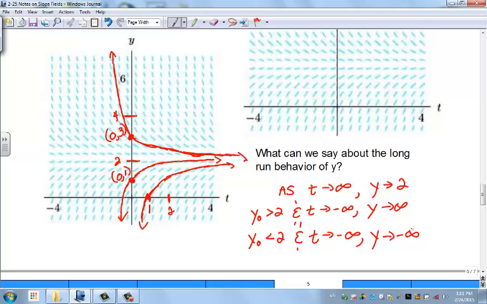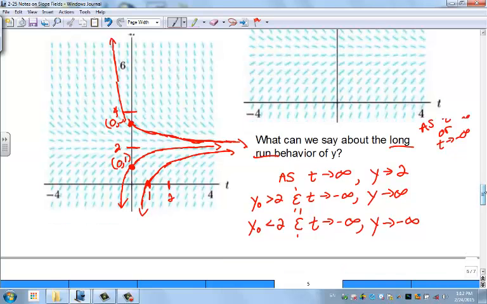Okay, so you're looking at the long run behavior. When it says long run, that just means as t approaches infinity or t approaches negative infinity. That's what long run behavior is talking about.